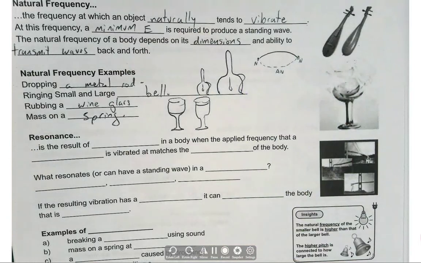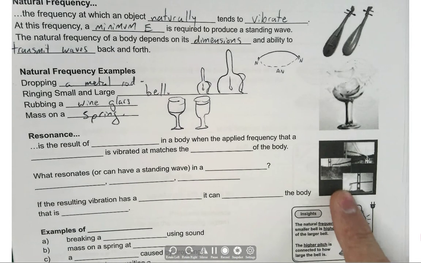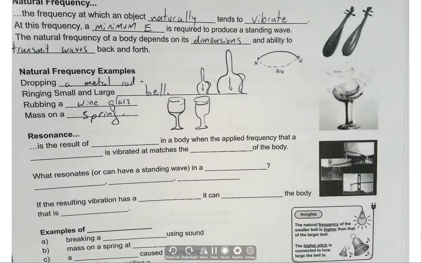I feel like I want to stop there because we're going to come back to talking about resonance and how it can stress physical bodies. I'll pause there for now.